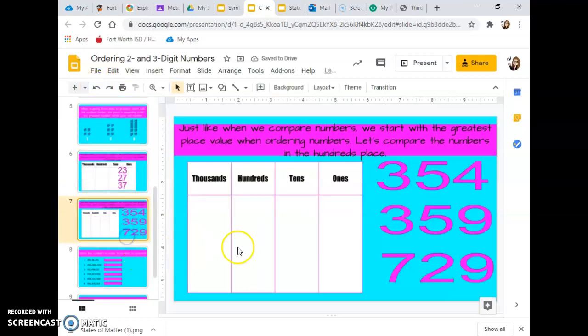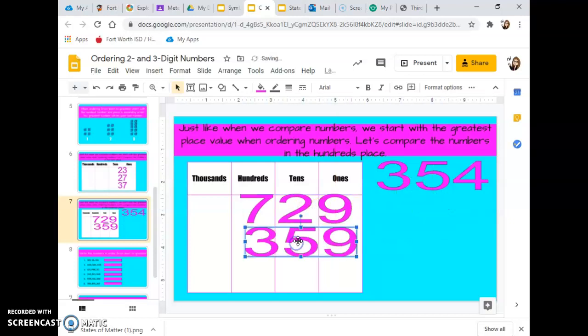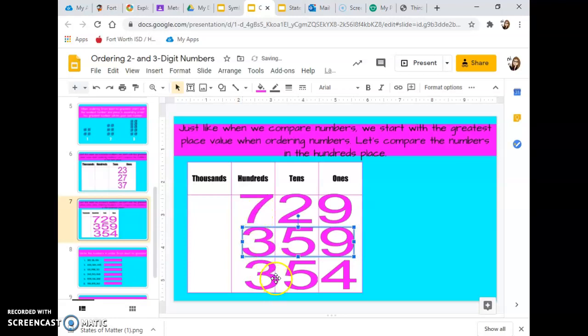Let's move on to the next one. So now we have the numbers 354, 359, and 729. So we're going to follow that same rule. We're going to start with our largest place value. We have a 3-digit number, so our largest place value now is the hundreds place. So when we compare, if we're ordering from least to greatest, I have 3, 3, and 7. In these numbers, the smallest number here are my 3s. So my 7 is actually going to be my greatest number.